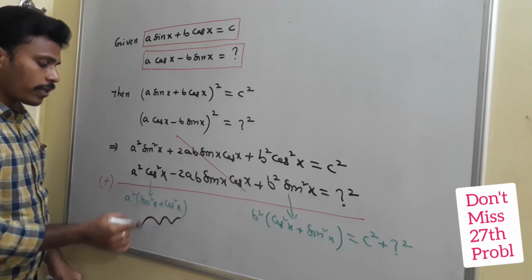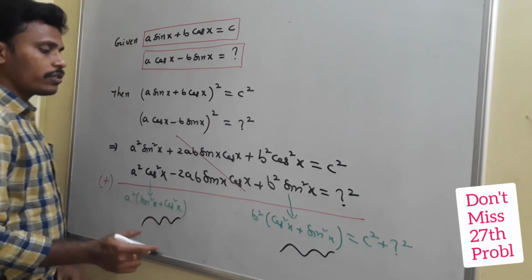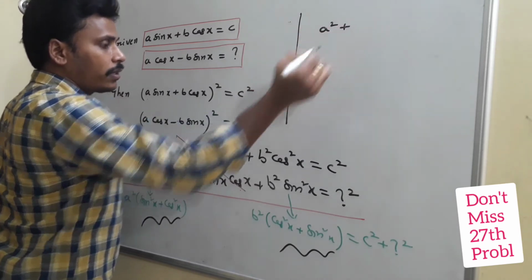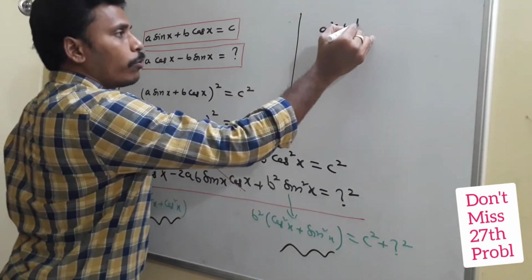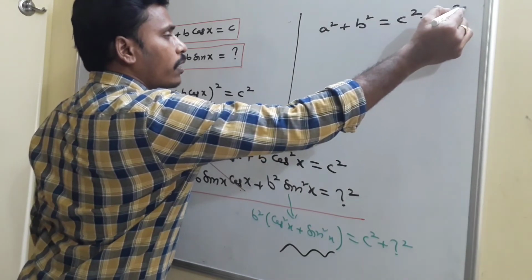This sin square x plus cos square x is 1. This cos square x plus sin square x is equal to 1. So this is a square into 1, and this is b square into 1. So b square is equal to c square plus question mark square.